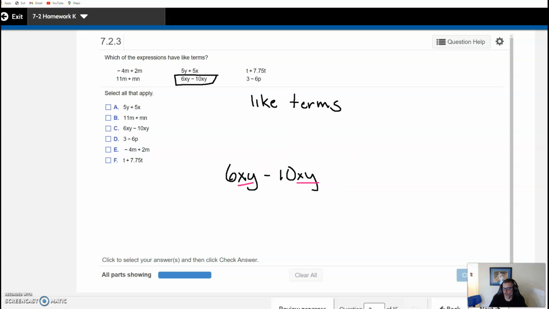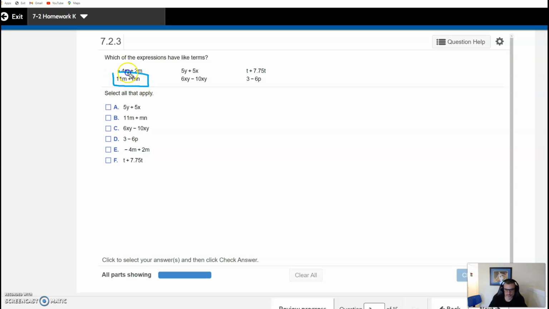So let me show you an example of one that does not have like terms, because this can be a little confusing at first. Look at this one right here. I'm going to rewrite this. It says 11m plus m times n.